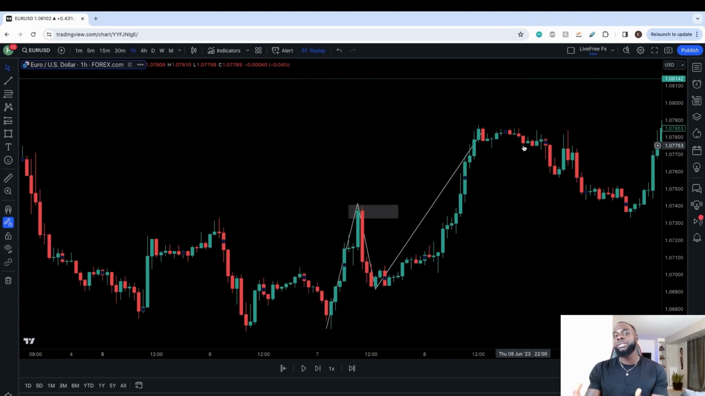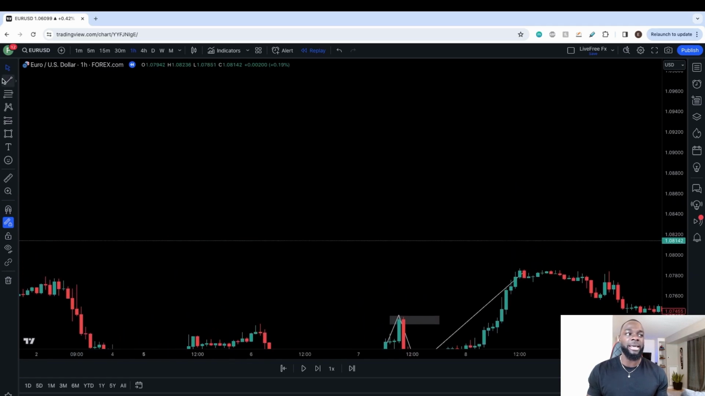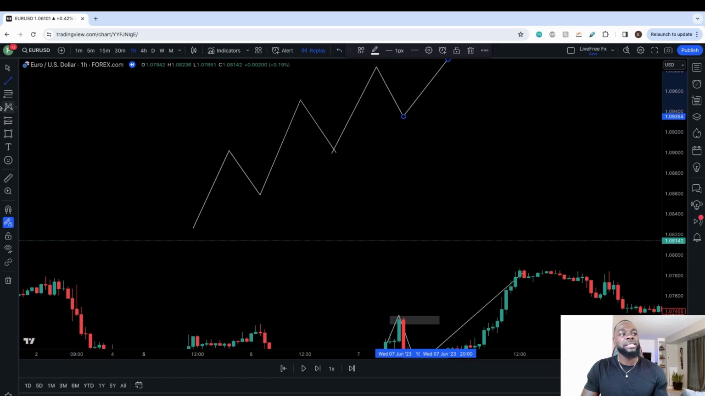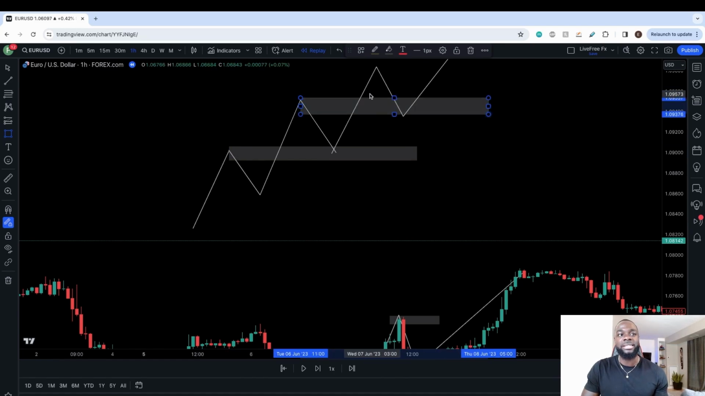Now, as we dive into the methods that you can use to identify the end of a pullback, the very first method, which is a confluence, is support and resistance. When you take a look at any price action chart, one of the things that you're going to see is that past support becomes future resistance, and past resistance becomes future support. So if we're seeing buyers come into the market and price is making higher highs and higher lows, what's essentially happening is past resistance is becoming future support.